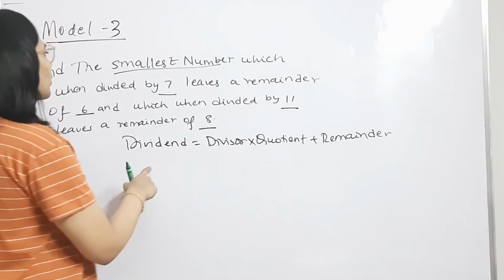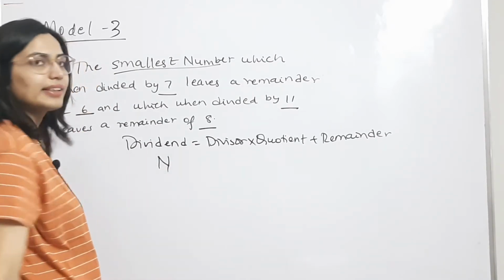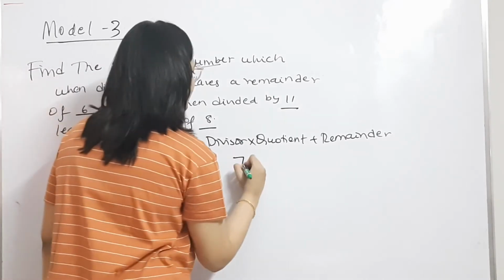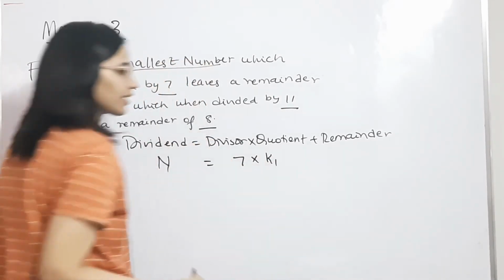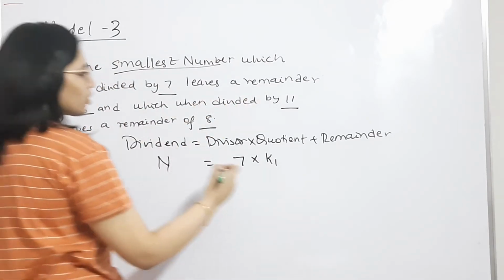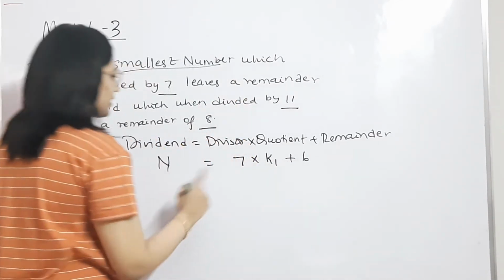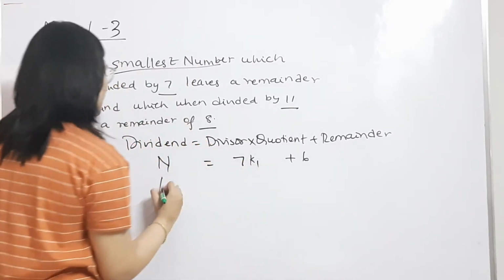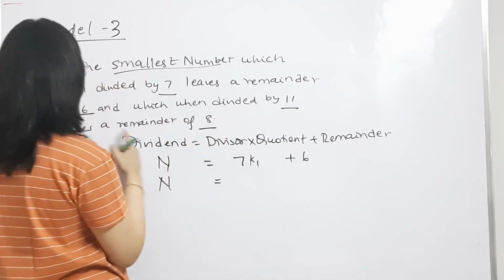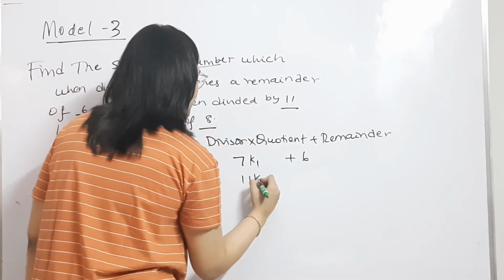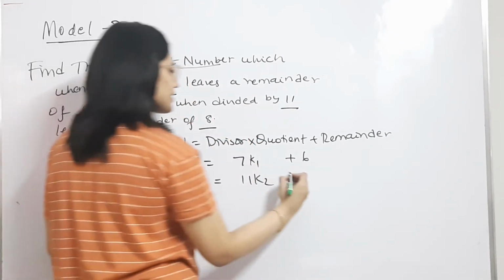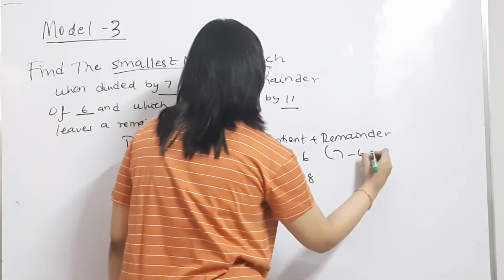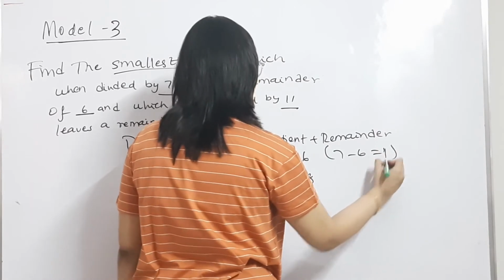Now suppose I assume that dividend is n here. You need to find n here, the smallest number. The first divisor is 7 into quotient, let me write k1, and the remainder is what? 6. So n is equal to 7k1 plus 6. Now the same n when divided by 11, say another quotient, you will get 8 as the remainder. So you will see that 7 minus 6 is 1, and then 11 minus 8 is 3.